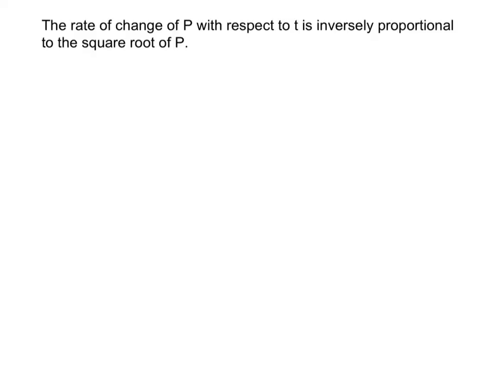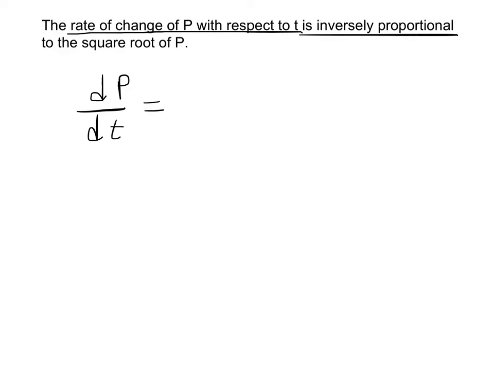For this one, the rate of change of p with respect to t is inversely proportional to the square root of p. If you're watching this at home, I'd really recommend you pause for 30 seconds and try and write this one down. There's not a whole lot of work to be done. It's worth a shot. So the rate of change of p with respect to t, that means dp/dt, then is inversely proportional to, that means it's k times 1 over whatever is about to come up. The square root of p, that means the square root of p.